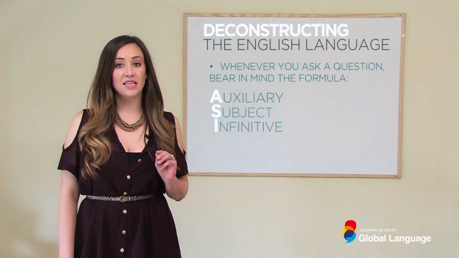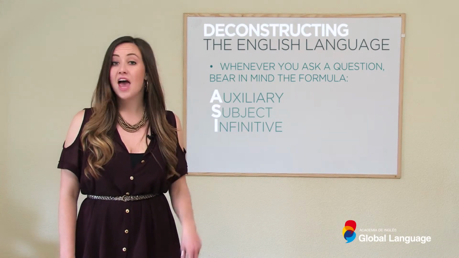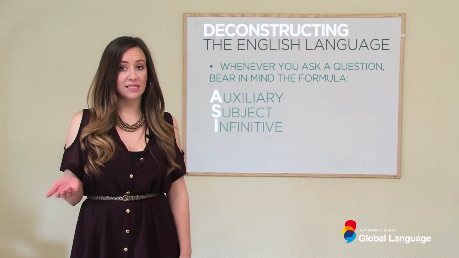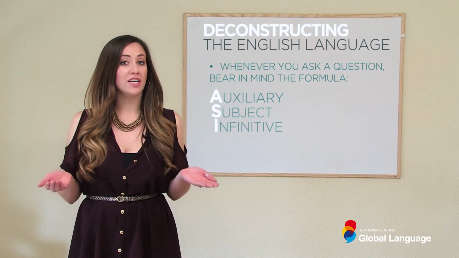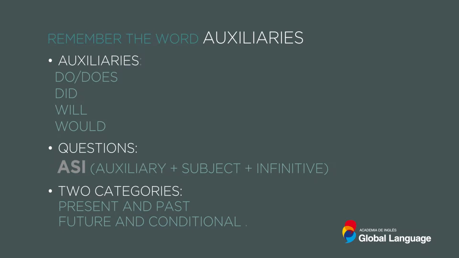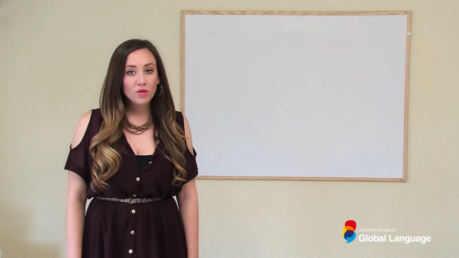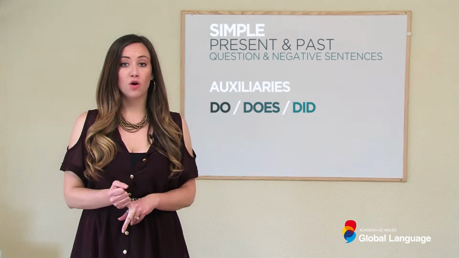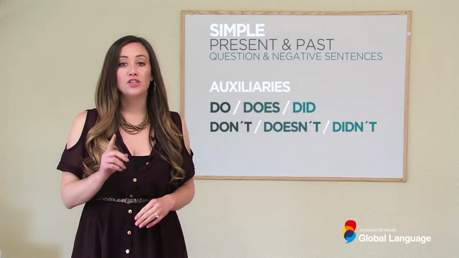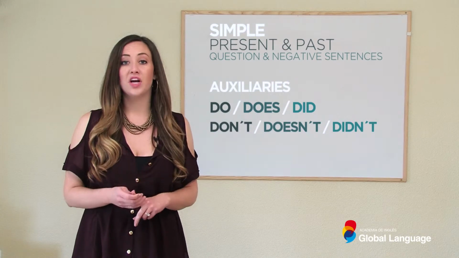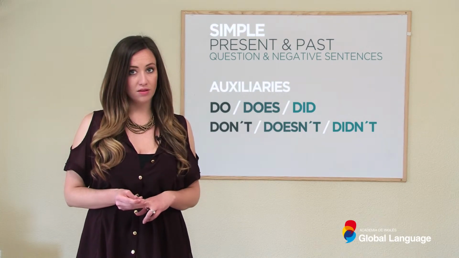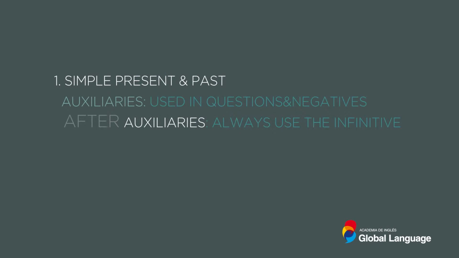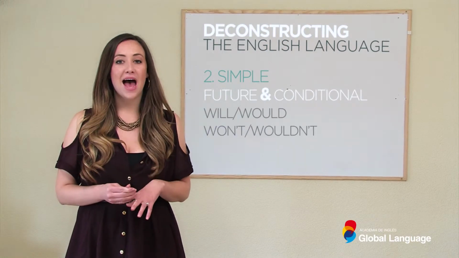You also can divide these tenses into 2 categories. In one hand, you have your past and present, and in the other, you have your future and conditional. In the present and past, you only use the auxiliaries in questions and in negatives. Your negatives are don't, doesn't, and didn't. Also, you must remember, when you use an auxiliary, you must use an infinitive as well. There you have your past and present.